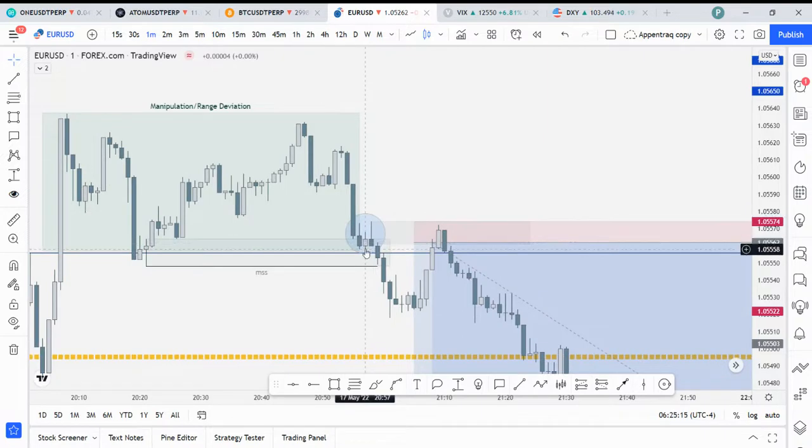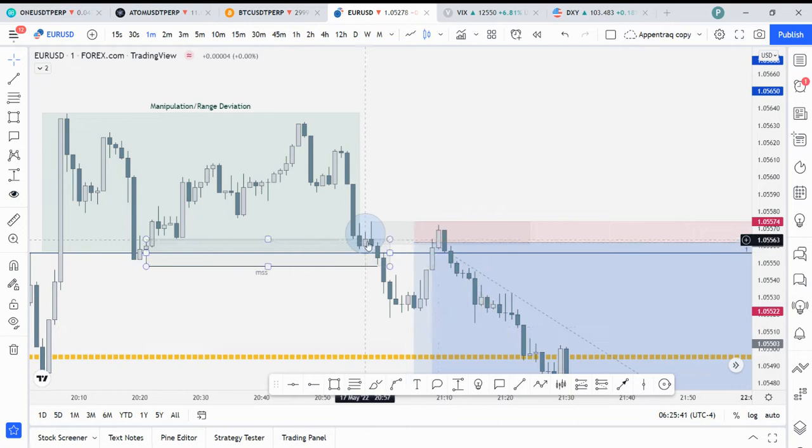This candle right here is what you call an inside bar candle. An inside bar is a range on lower time frame. So when you have a flip, the flip only becomes valid for you to make an entry if it takes liquidity.